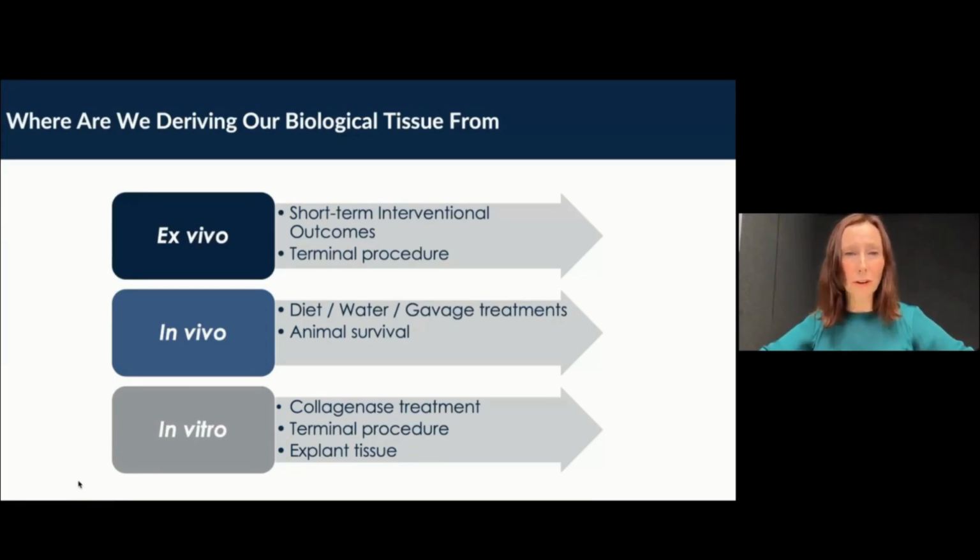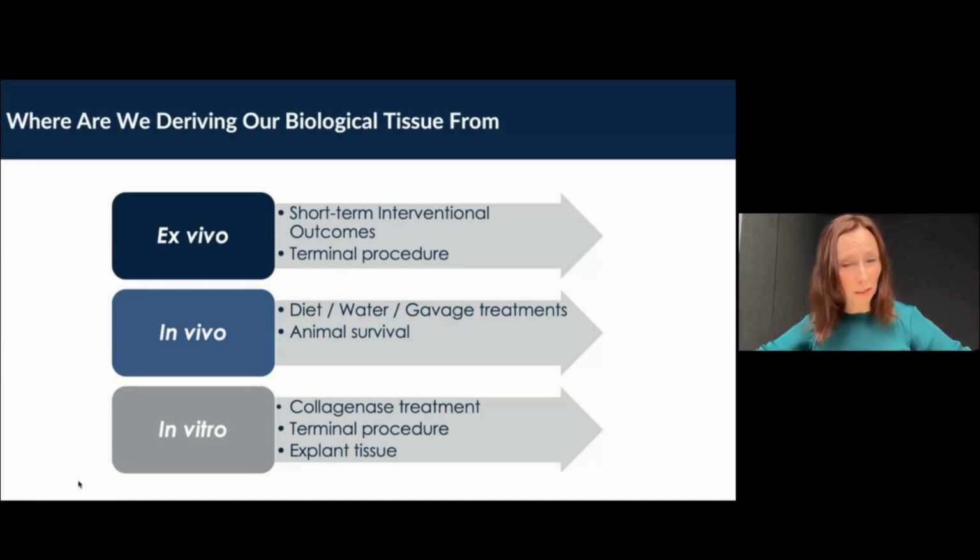With in vivo, a consideration is not only those approaches that I spoke about, but you can also use diet or gavage treatments or water to deliver therapeutic options into your in vivo model, which can be really interesting. But the thing we're really looking for here is animal survival. And that's a really important consideration when moving towards in vivo models.